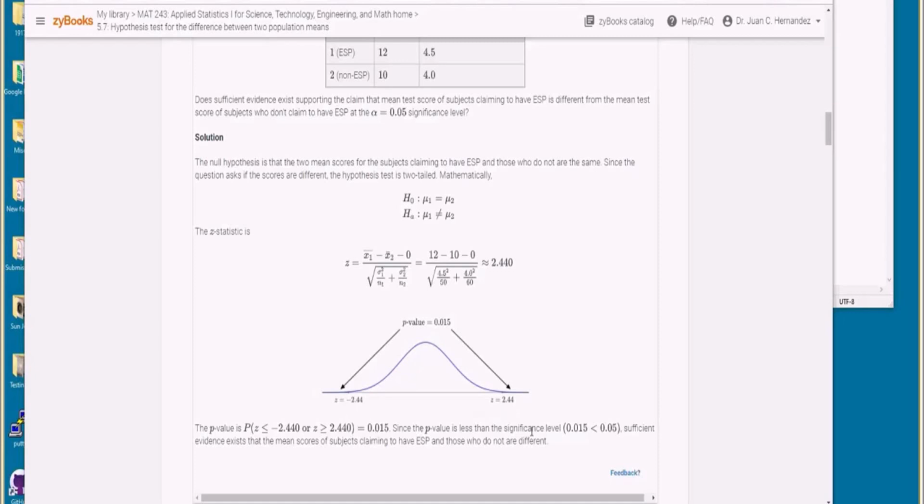And since this p-value is less than 0.05, we can reject the null hypothesis. And we can say that there is sufficient evidence that the mean score of subjects claiming to have ESP and those who do not are indeed statistically different.